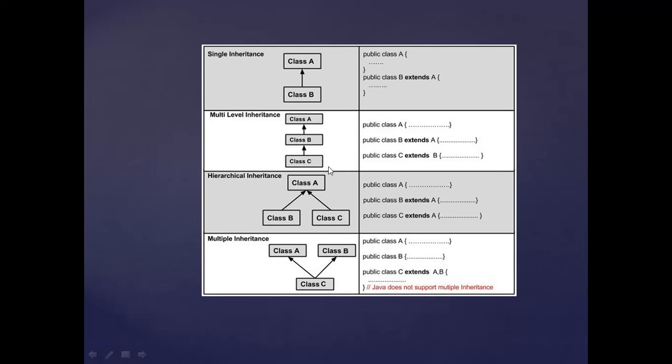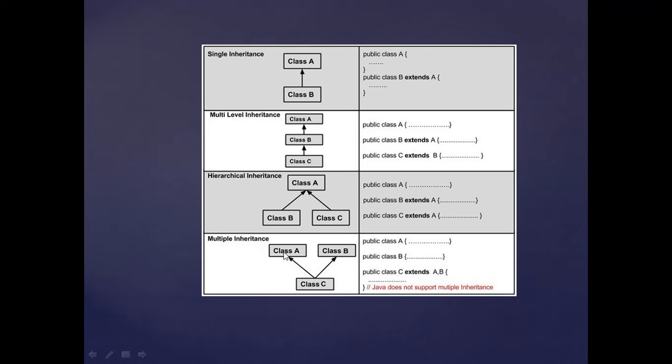So now we'll go with hierarchical inheritance. Here one parent class has two child classes. Class A has class B and class C. Both classes extend the same class, class A. This is called hierarchical inheritance.